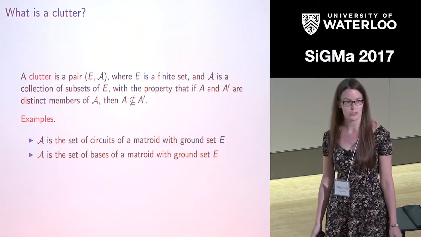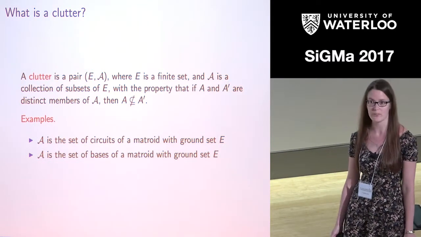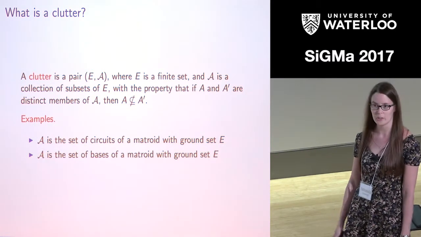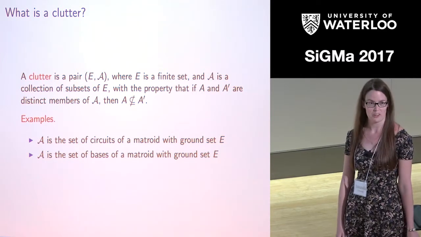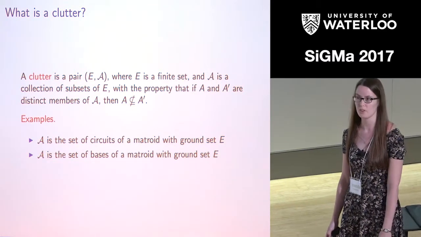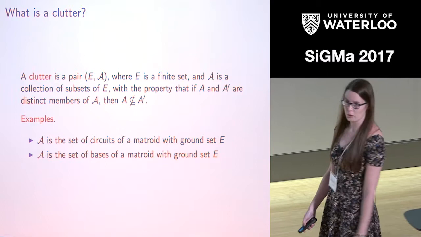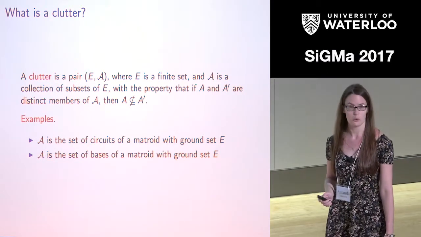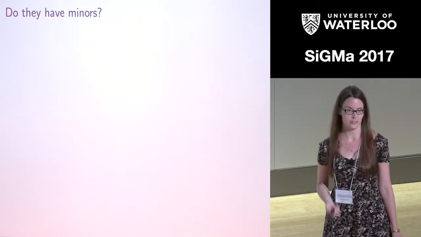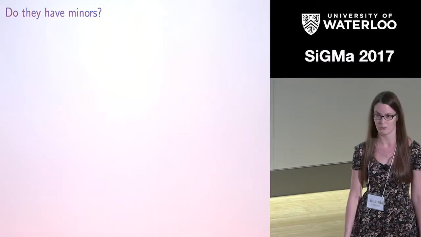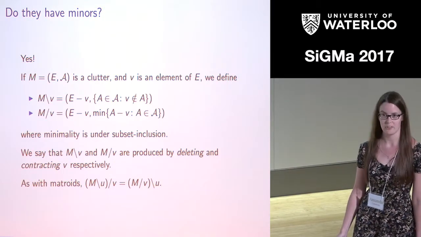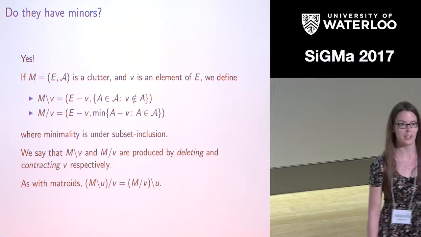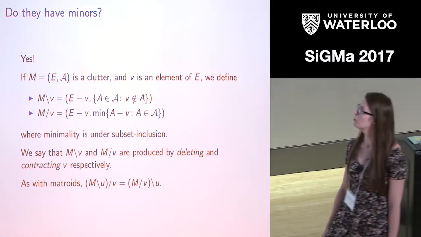And for examples, you could take your collection of subsets to be the set of circuits of a matroid, or you could take it to be the set of bases of a matroid. And since matroids are coming up, you could be asking, do clutters have minors, just like graphs and matroids do? And the answer is, of course, yes. We've got deletion and contraction, just like always.